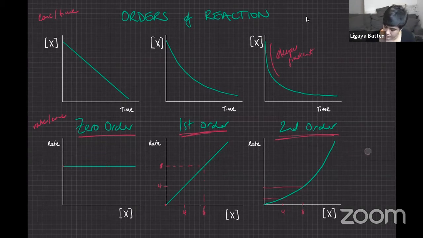I'll write it like this. If the concentration of X doubles, the rate times by 2 squared, which is 4.